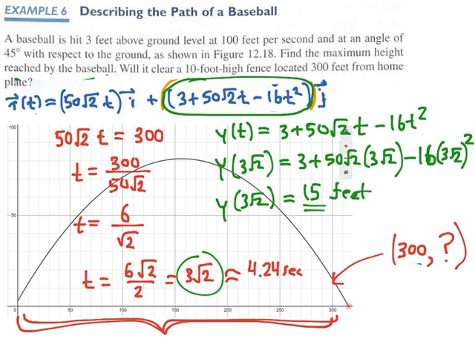And you will see that 15 is more than 10, so the baseball will clear the fence after it has traveled a horizontal distance of 300 feet, because the fence is only 10 feet high, but the height of the baseball at the time it reaches the fence is 5 feet higher than the top of the fence, so it will easily clear the fence. And you will have a home run.